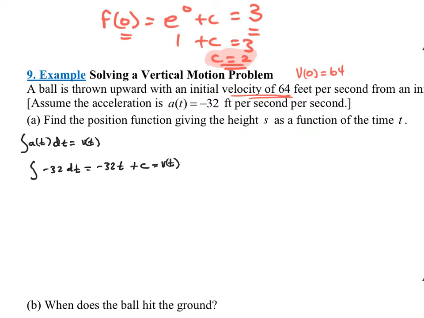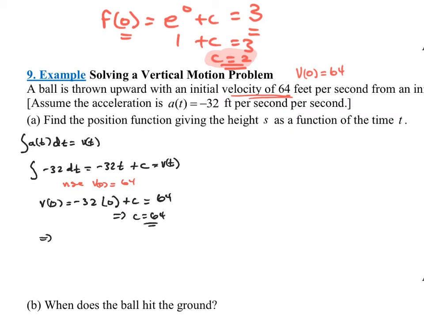But I don't want plus c. I need to figure out what the actual velocity function is. So I need to use the fact that v of 0 equals 64. So what do I have? I'd have v of 0, which would be negative 32t, so that's where we plug in the 0, plus c has to equal 64. So if my velocity function was negative 32t plus c, and it's negative 32 times 0 plus c, so what does that tell me? That tells me that c equals 64.